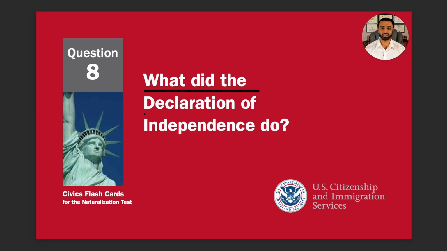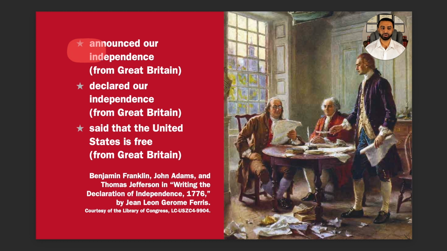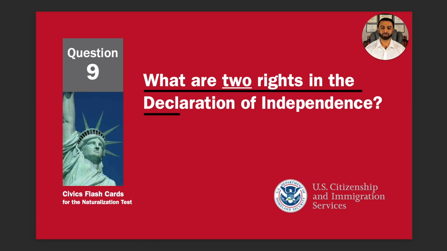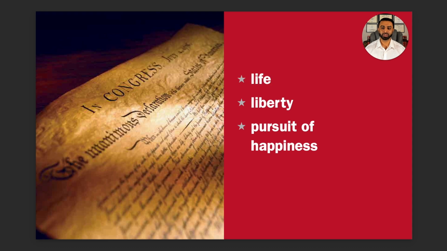What did the Declaration of Independence do? It announced our independence, it declared our independence, or it said that the United States is free. You only need to pick one. What are 2 rights in the Declaration of Independence? Life, liberty, or the pursuit of happiness.